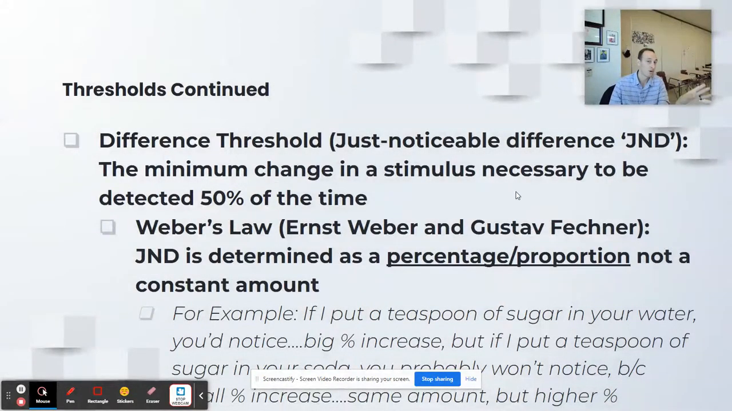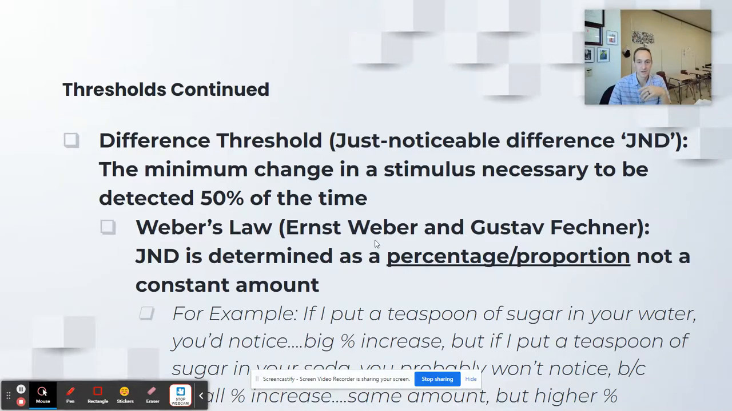Okay. So that's one type of threshold. Another type of threshold is called the difference threshold. The difference threshold is the amount of stimulus that needs to be added to a situation to tell that there was a difference, to tell that there's a change. The difference threshold actually changes depending on the amount of stimulus that's already there. And this gets into what's called Weber's law.